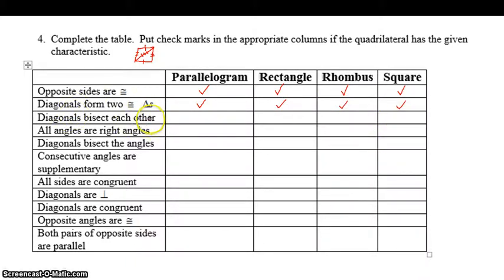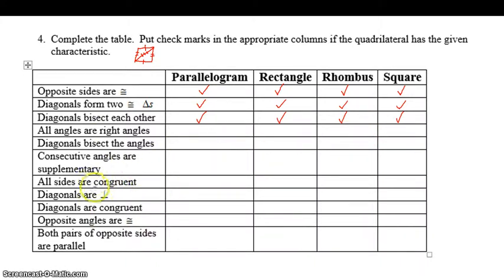Okay, diagonals bisect each other. So that was true for a parallelogram. So check. If it's true for a parallelogram, then again, rectangle has all the characteristics of a parallelogram, rhombus has all the characteristics of a parallelogram, and now we know squares have all the characteristics of parallelogram because we finished up notes. Okay, so I'm not going to do all of these, but I'm going to skip around here.